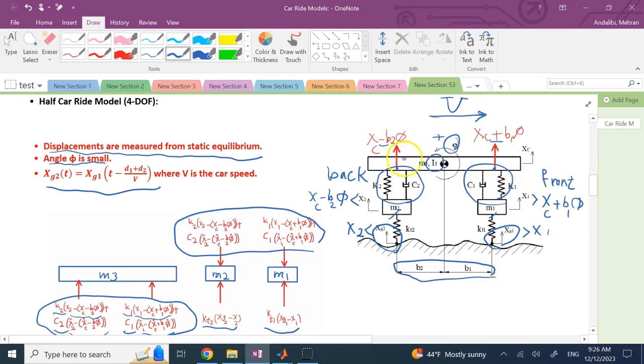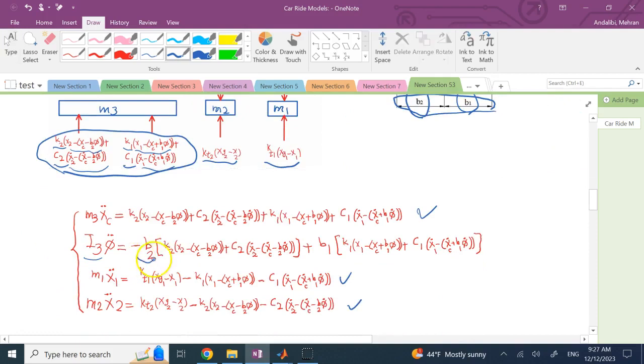Now in this case, I said both of these forces are upward. So this force on the front will create a moment that is in the direction of rotation of phi, so that's going to be positive. So whatever that total force is should be multiplied by b1 positive. This force on the back, it is going to create a moment opposite to the direction of phi, so it's going to be negative b2 times the whole force, and that's what you can see here and here. So that is our 4th equation, and this is all we have.